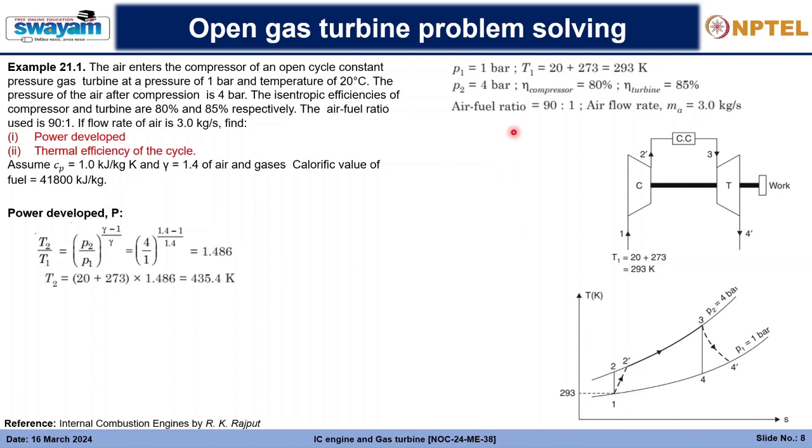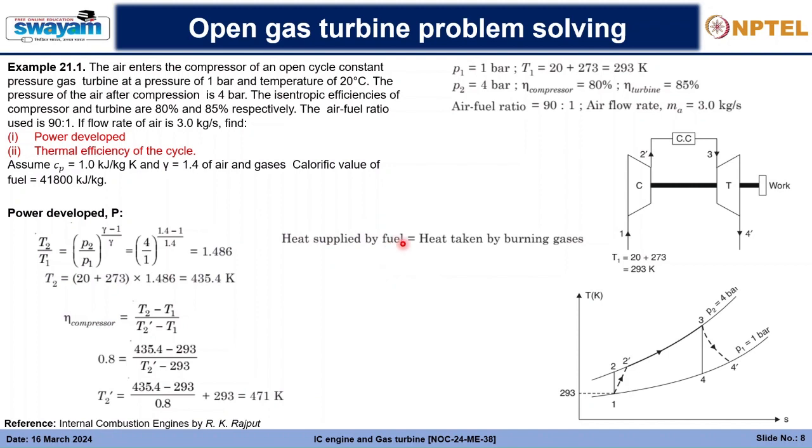We have the thermal efficiency of the compressor as 80%, and we'll have to utilize this value to get the value of T2 dash. So now eta compressor we know to be (T2 minus T1) divided by (T2 dash minus T1). We know the eta compressor, so we will solve for T2 dash, and accordingly T2 dash is equal to 471 Kelvin.